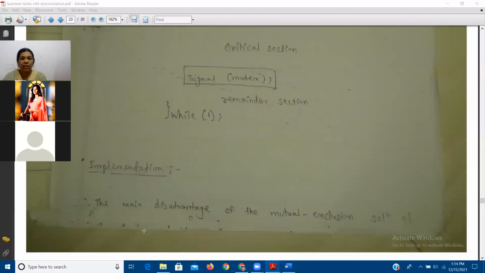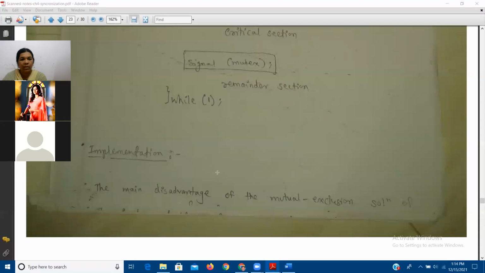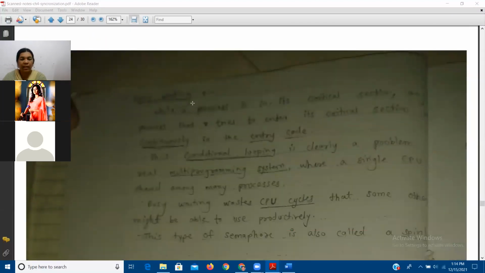Okay. So you may write the main disadvantage of this solution. This is the solution using semaphore. The disadvantage is called busy waiting. You can directly write under disadvantage: busy waiting.